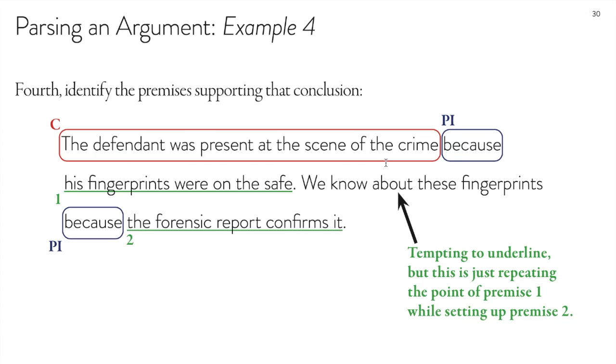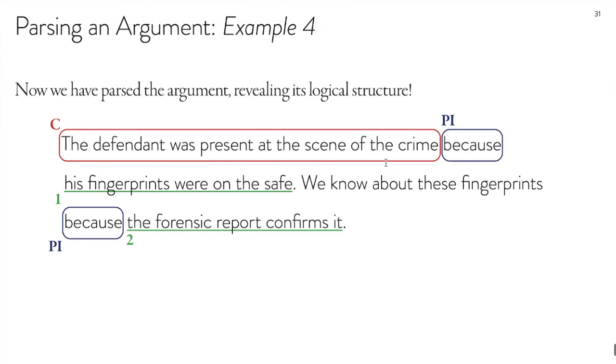So again, we're told the defendant was present. Why? The fingerprints were on the safe. Well, how do you know those were the defendant's fingerprints? The forensic report confirms it. So again, the main conclusion is showing that the defendant was present at the scene of the crime, and then being asked repeatedly why. Why were they present? Fingerprints were on the safe. Well, why do I believe those are his fingerprints? The forensic report. That claim about what we know about these fingerprints is just giving us context, not saying anything new, or at least nothing that's helping us with the argument. And so again, we've now broken this down. We've parsed it into its components.